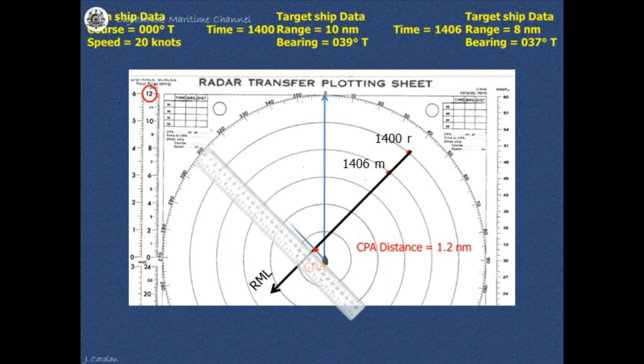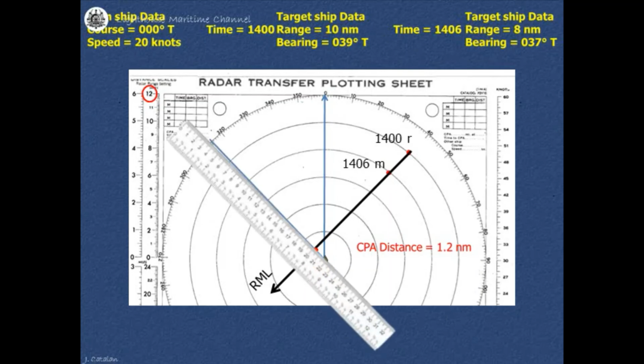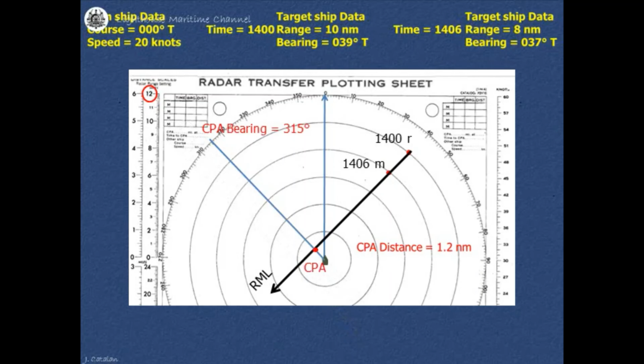Extend the line of the CPA distance to the last ring of the radar transfer plotting sheet. And the relative bearing of the target at her closest point of approach reads 315 degrees.